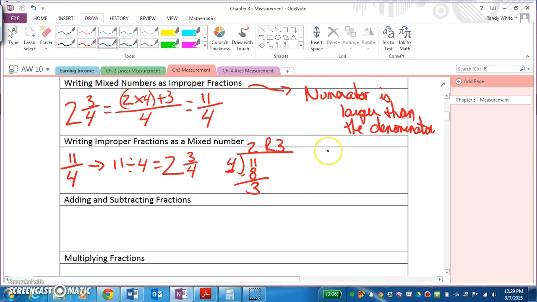Let's look at another one. 15 over 10. Well, 10 goes into 15 one time. And then I have a remainder of 5, so 5 over 10. I can divide both of those by 5. So the 1 stays like it was, and then 1/2.